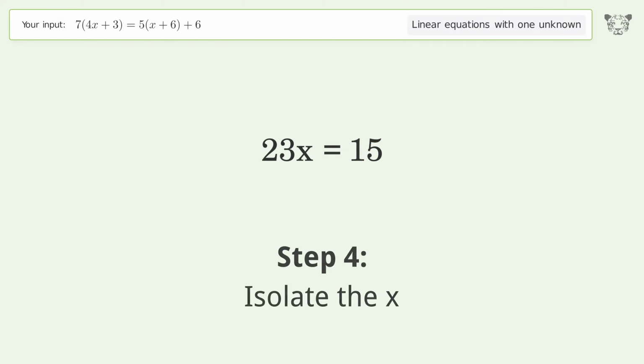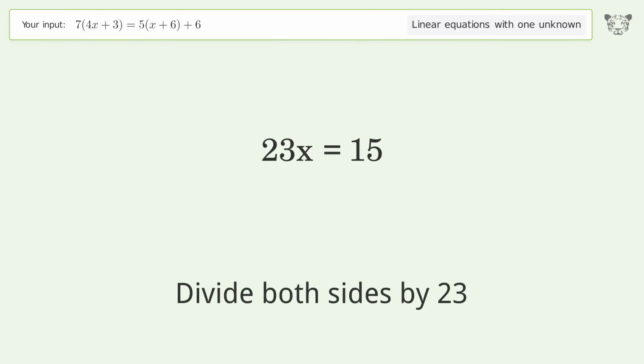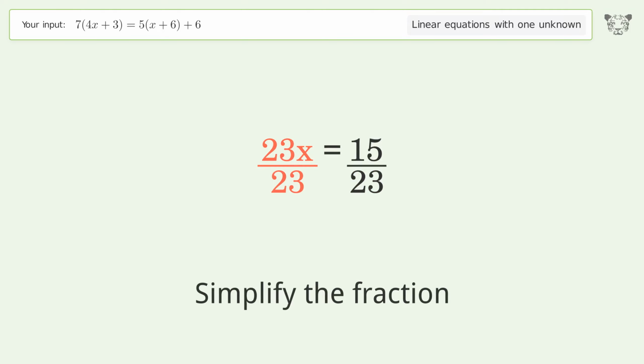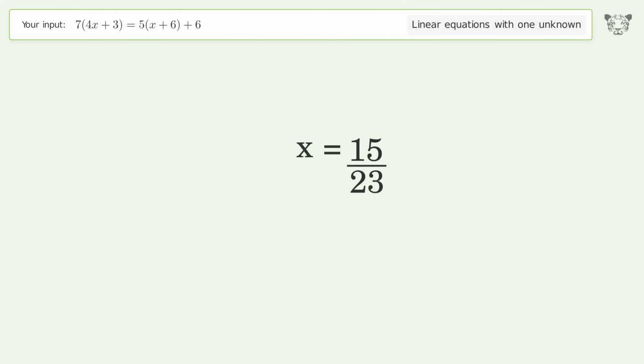Isolate the x. Divide both sides by 23. Simplify the fraction. And so the final result is x equals 15/23.